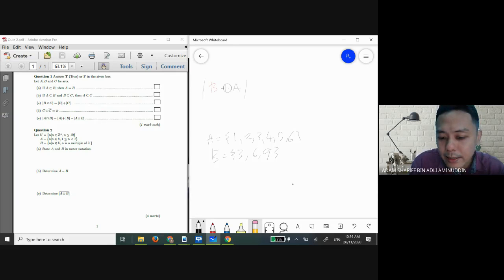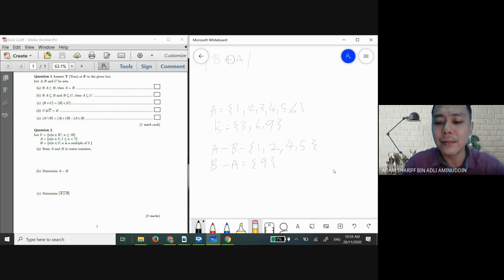So tadi ada Musin punya jawapan, saya tengok A minus B tadi. A minus B ialah 1, 2, 4, 5. Okay, what is B minus A? It will be 9. So B mutually exclusive A equals to 1, 2, 4, 5 and also 9.